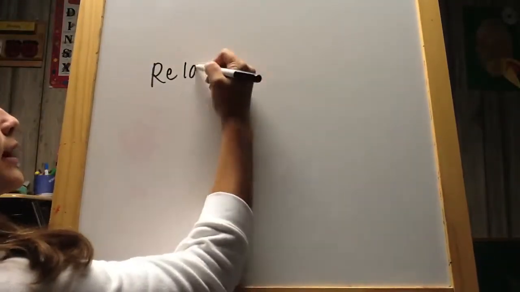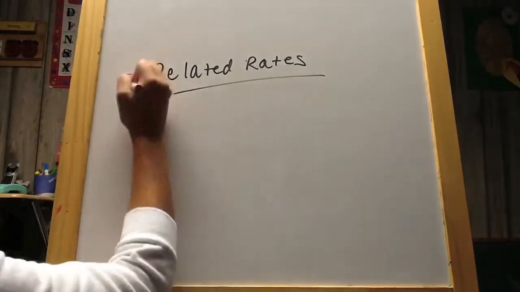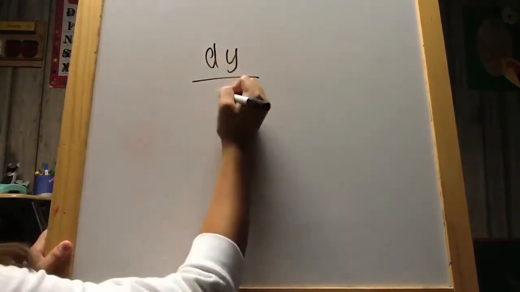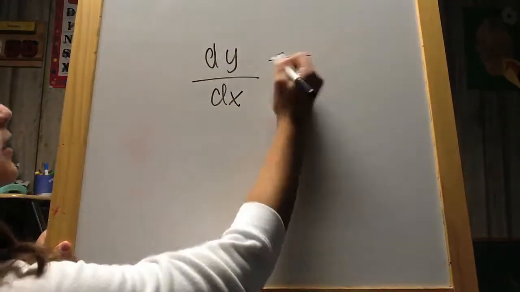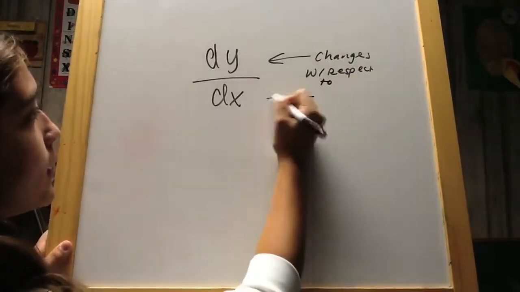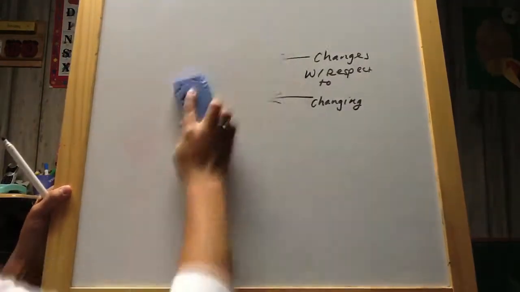Okay, so today we're talking about related rates. What are related rates? When you find the derivative of something, you're finding the rate at which something changes with respect to another thing changing. This can be modeled by dy over dx, which means the derivative of y changes with respect to the derivative of x changing. Here's an example of how this works.